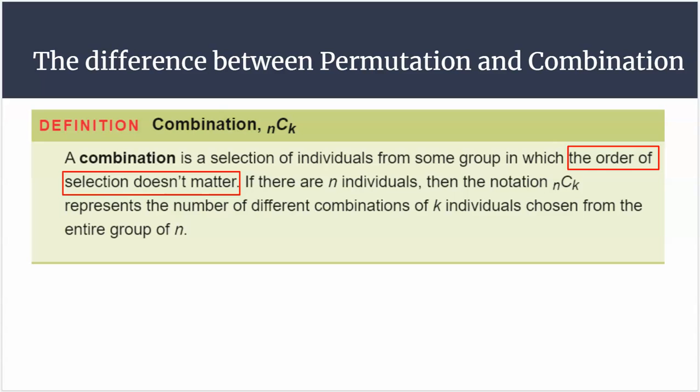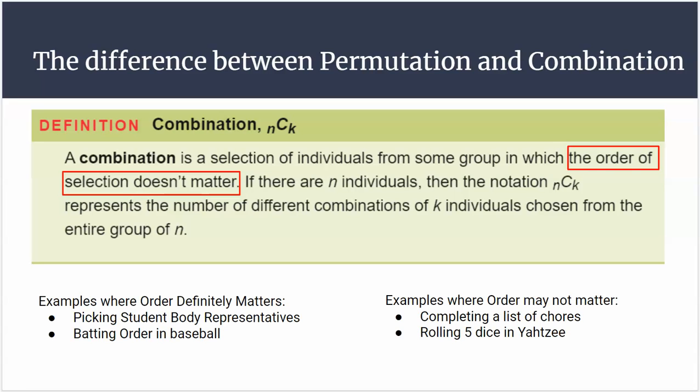Let's see some examples of these things in action. From last time, we only knew permutations, so some of those examples might even fall under the combination category. Here are the two categories I have. First, order definitely matters. As far as your interpretation goes, these are pretty non-arguably order matters. Picking student body representatives, for example: student president, vice president, treasurer, secretary. The order in which you fill those spots matters because each slot has a different job.